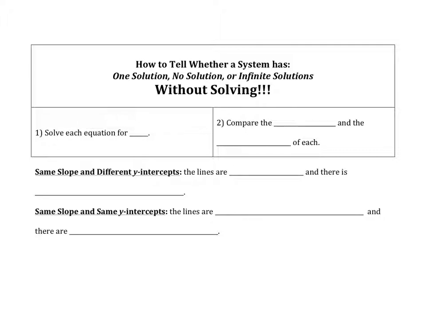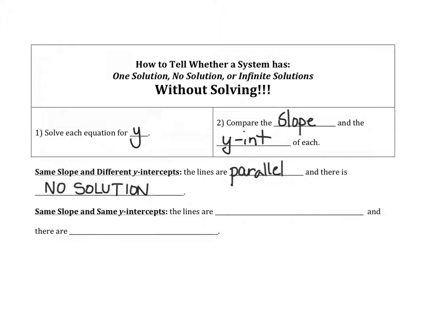So the first step when we're graphing is to always get y by itself. So the first step here is to solve each equation for y. Once y is by itself, what you're going to do is compare the slope and the y-intercept of each. If you end up with the same slope but different y-intercepts, that means the lines are parallel. Parallel lines do not intersect, so therefore there is no solution, meaning the two lines will never intersect.